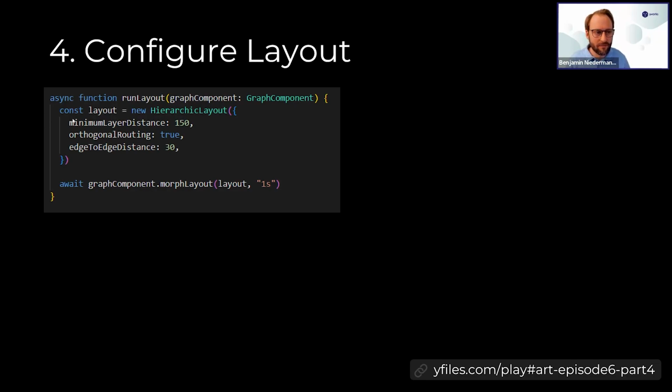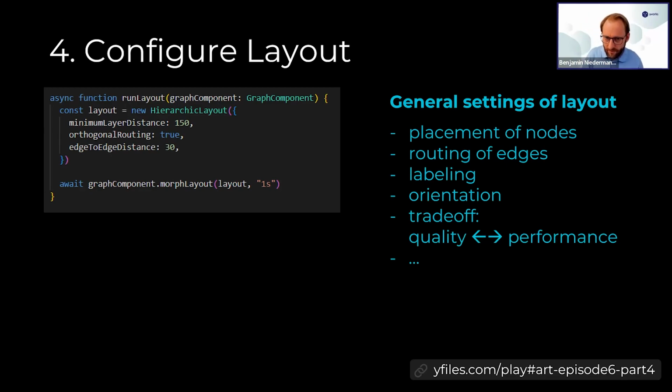And when you have created this layout algorithm, then you can tell the graph component to run this layout on your graph, using morph layout, which basically then creates this nice animation. In our example, we just use 1 second for executing this animation. If you don't want an animation and just want to apply the layout, you can also directly call this by taking the graph object and calling apply layout on the graph object with a given layout. So this is also a typical way to do this.